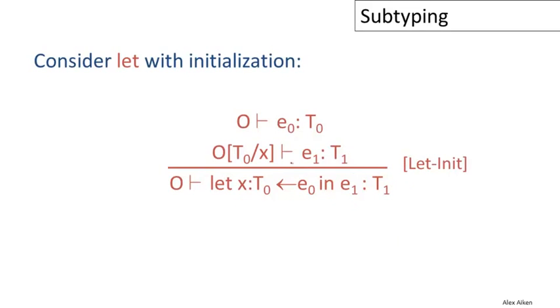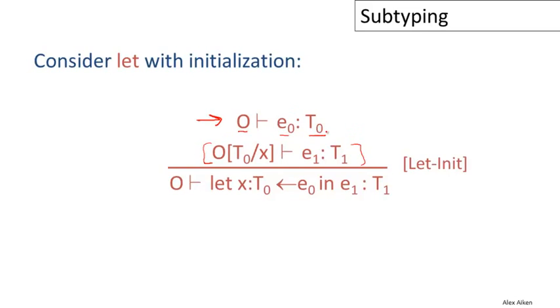So what's going to happen here? Well, first of all, notice that the body of the rule is almost the same. So we type check E1 in an environment where X has type T0, the type it's declared to have in the let, and all the other variables have whatever types O gives them, and we get out some type T1, and that will be the type of the whole thing. So this piece right here is exactly the same as before. So what's new is this line where we type check the initializer. And so how does that work? Well, first of all, under the assumptions O, we type check E0 and we get some type T0.